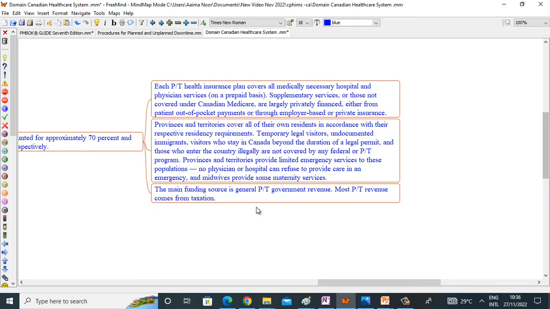The main funding source is general PT government revenue. Remember, PT stands for provincial and territorial. Most provincial and territorial revenue comes from taxation.